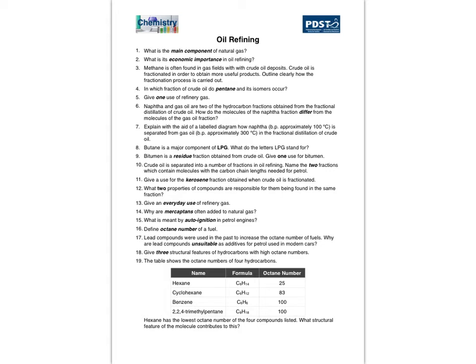Question 10 is, crude oil is separated into a number of fractions in oil refining. Which are the two fractions which contain molecules with the carbon chain lengths needed for petrol? Petrol is generally needed for carbon 5 or so, so it is generally found in the light gasoline and the naphtha range.